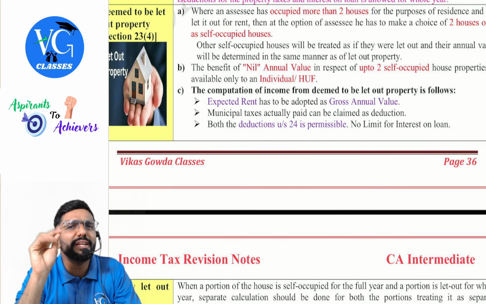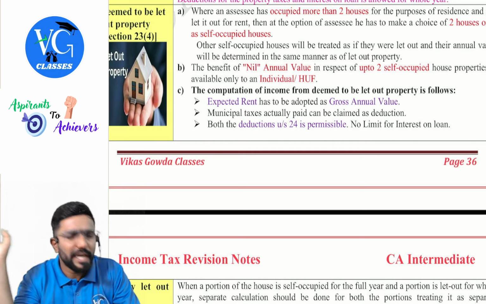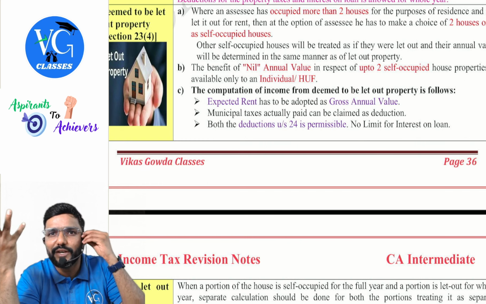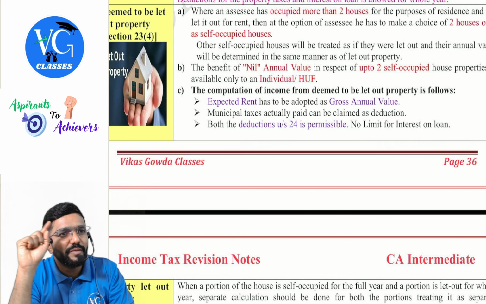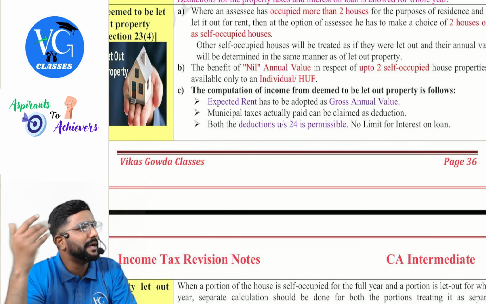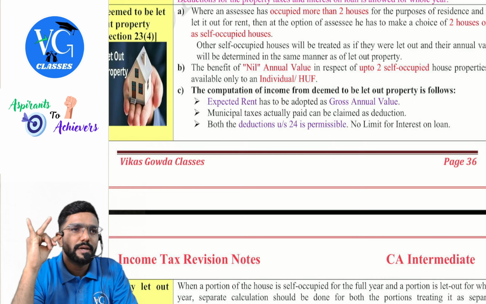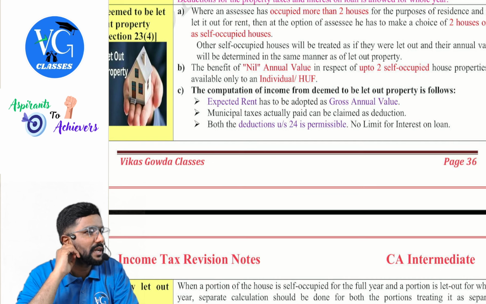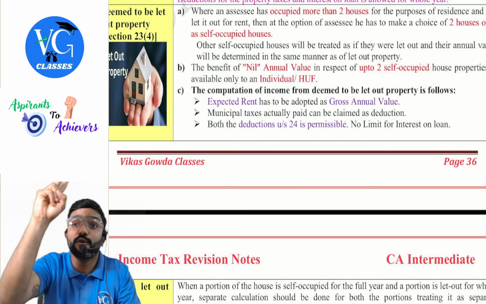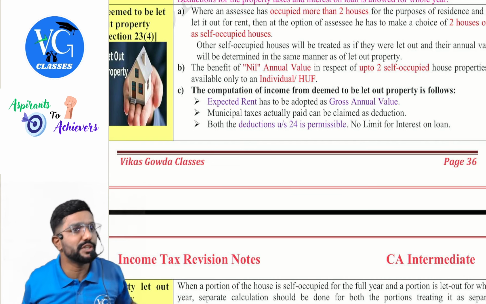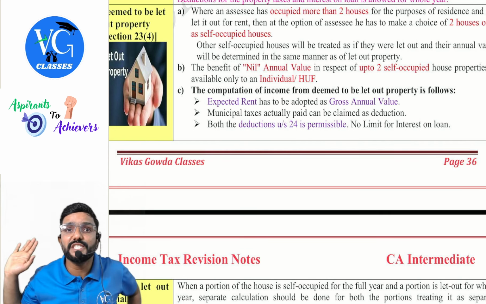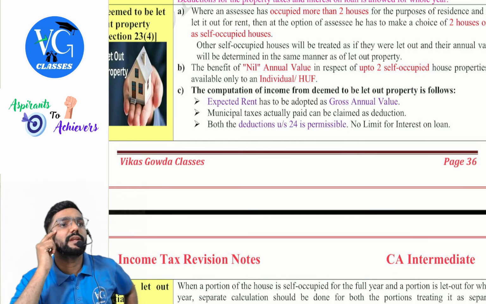For deemed to be let out property, listen, expected rent will straight away become gross annual value. No question of actual rent, because I have not let out. Okay, sir. Expected rent will become GAV and all other deductions can be claimed as if the property is let out. Municipal tax paid by the owner is allowed. 30% of NAV allowed. Interest allowed without any restriction. And this maximum of 2 properties as self-occupied is available only for individual and HUF. For other categories of assessee, any property will straight away become deemed to be let out property.